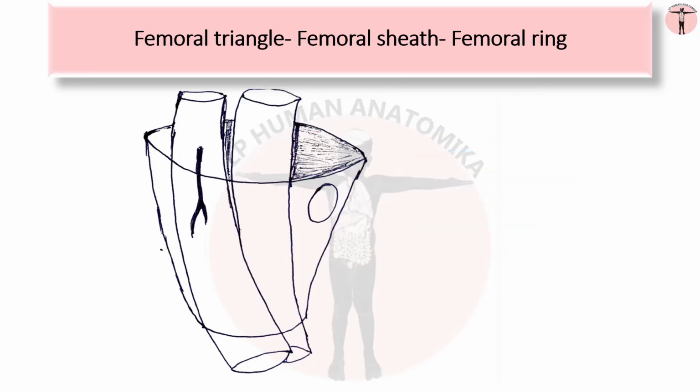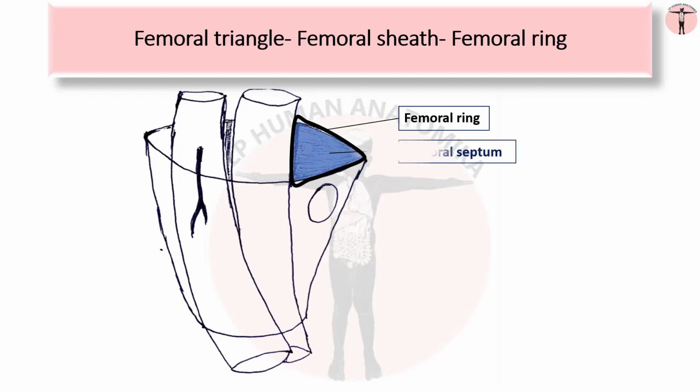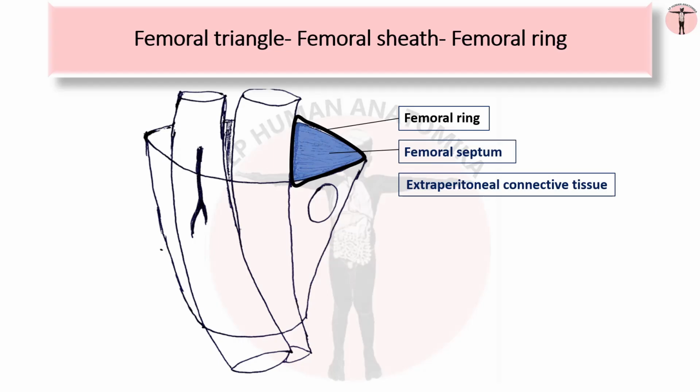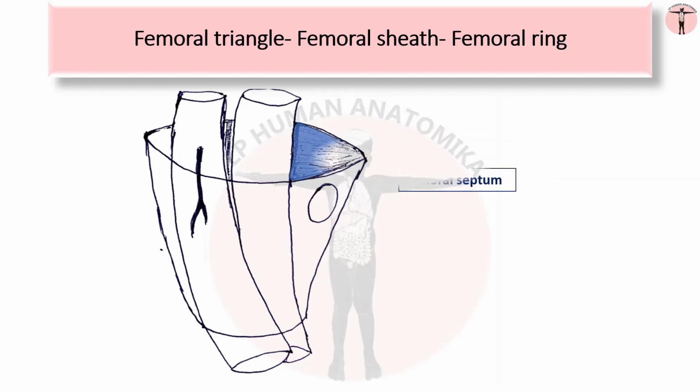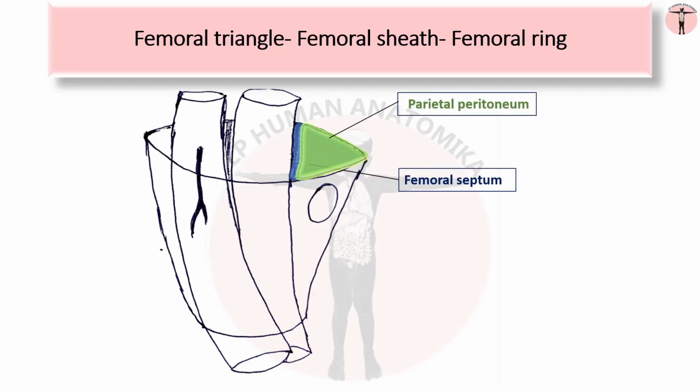I repeat, the femoral ring, which is the upper opening of the femoral canal, is closed by the femoral septum, which is formed by the condensation of the extraperitoneal connective tissue. The femoral septum is covered by the parietal peritoneum, which forms a depression on the septum. This depression is called the femoral fossa.